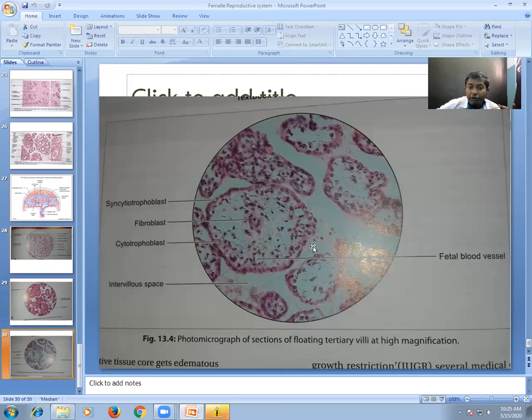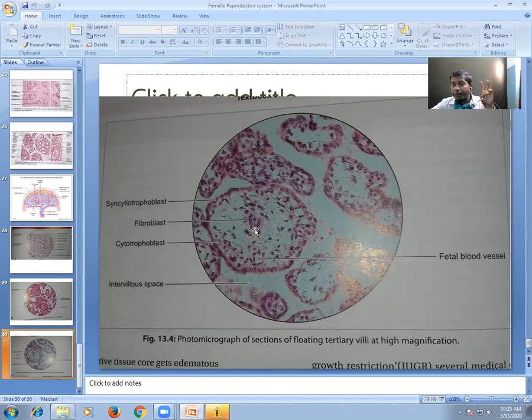So this is the structure of the tertiary villi. Outer is syncytial trophoblast, inner one is the cytotrophoblast, and innermost is the blood vessel. So syncytial trophoblast, cytotrophoblast, extraembryonic mesoderm, and innermost. So it is the structure of the tertiary villi.